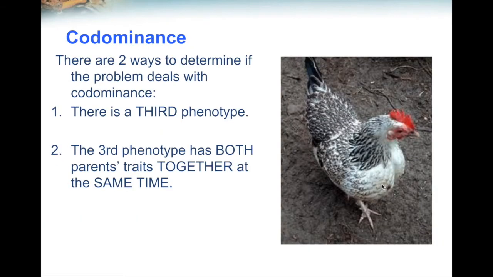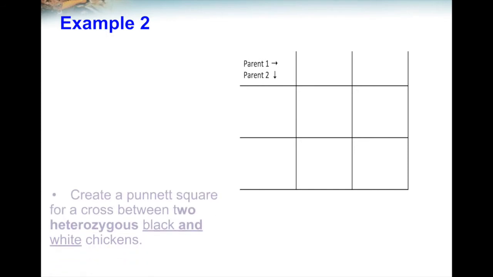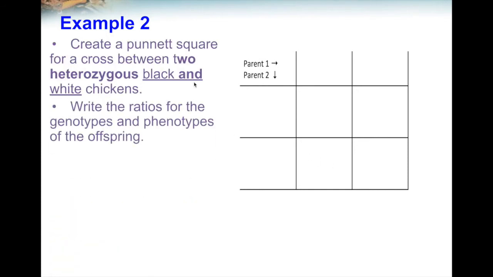So let's look at another example. Here we have two chickens and they're heterozygous. They're going to have black and white feathers. So let's take a look at the first parent. Remember, if it's black and white feathers, it's going to be BW. Now, this genotype is heterozygous. Remember, heterozygous means two different alleles or letters. The second parent's also heterozygous for black and white feathers, so it's also going to be BW.